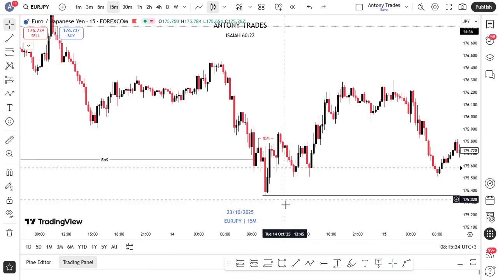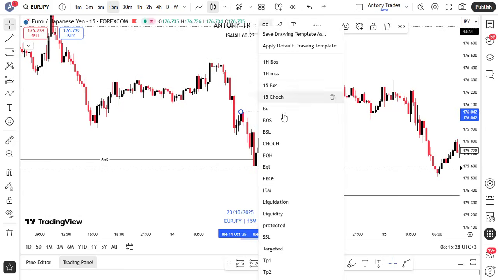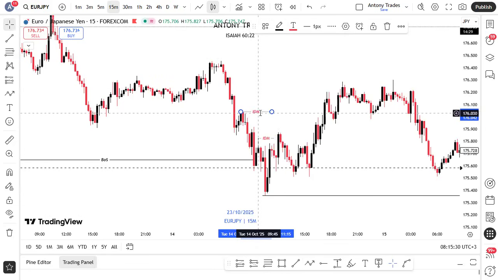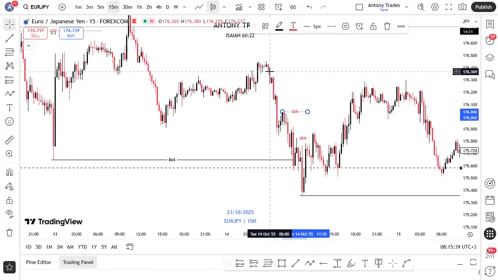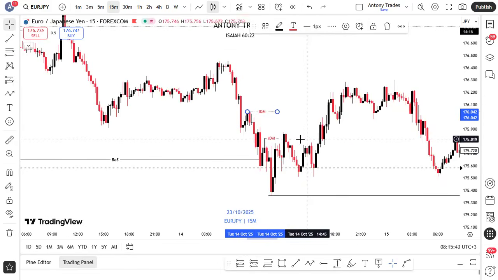Now this here is also an inducement. And this is what we are calling the minor inducement, since it occurred before the break of structure. I hope you are getting it, guys. So that's how you mark the minor and the major inducement.